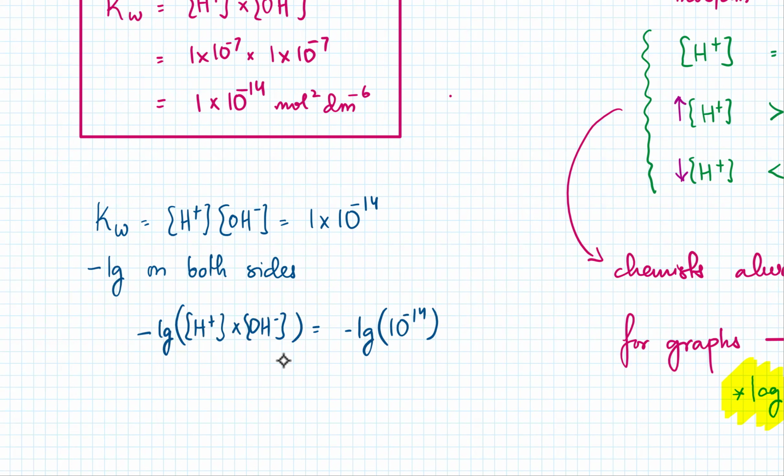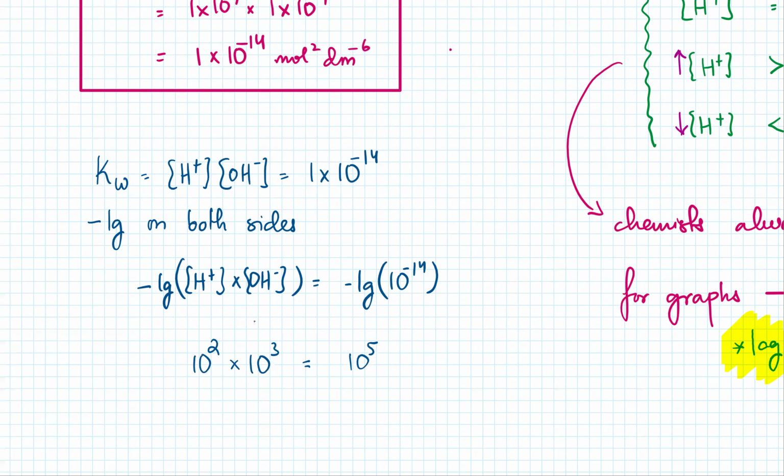Now remember, when you multiply two things, in terms of log, they add up. For example, if I'm multiplying 10 power 2 multiplied by 10 power 3, tell me what's the answer for this? This is basic math. What do you get in powers of 10? 10 to the power 5, right? So in terms of log, log of 10 power 2 is 2, log of 10 power 3 is 3, and log of 10 power 5 is 5.